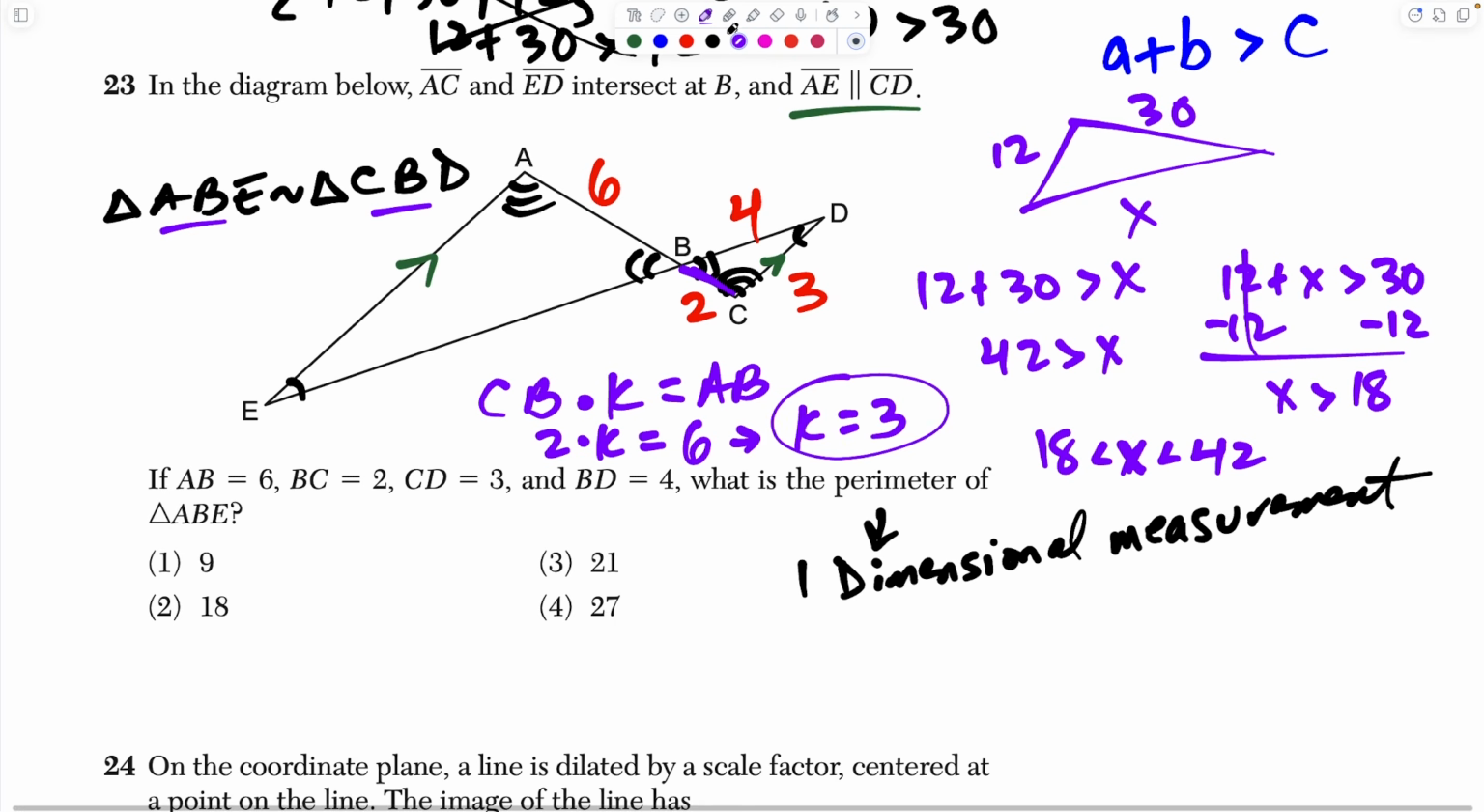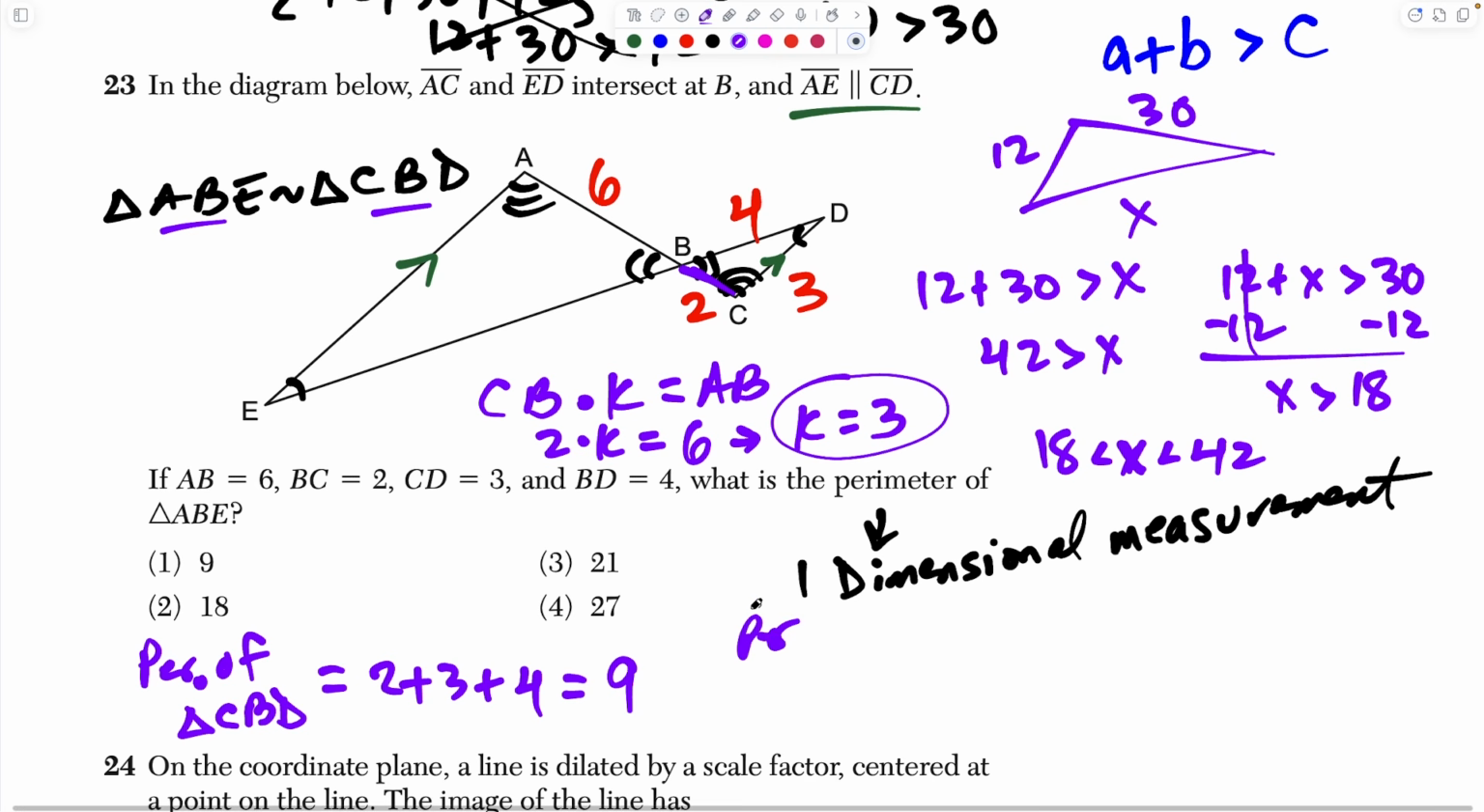All right, so now what I could do is I could say, the perimeter of, I'll just abbreviate, perimeter of the small triangle, triangle CBD. This I just add up. So I just have 2 plus 3 plus 4. And that's going to give us 5 plus 4 is 9. So the perimeter of triangle ABE, I just take the old perimeter, 9, and I multiply by the scale factor of 3, which gives us 27, okay?